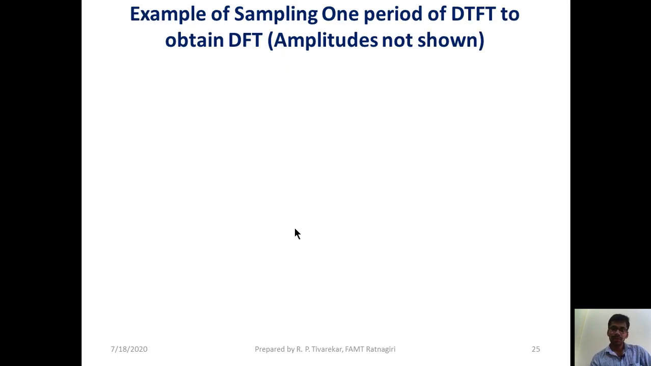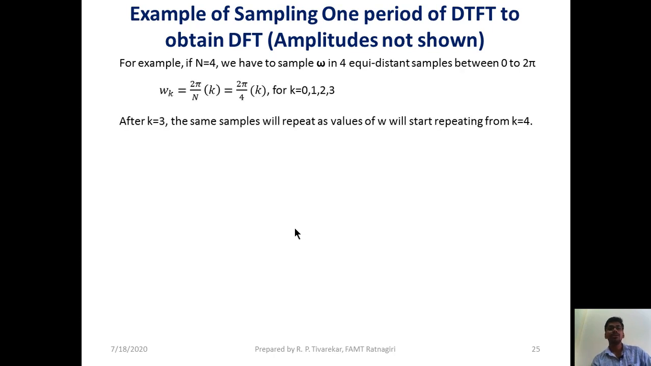If this idea is not clear, let's have a look at this sampling of one period of DTFT to obtain DFT. We have not discussed amplitudes yet. We are just discussing frequency axis and time axis. So for example, if we have N equal to 4, we have to sample omega at 4 equidistant points between 0 to 2 pi. So what will be those locations?